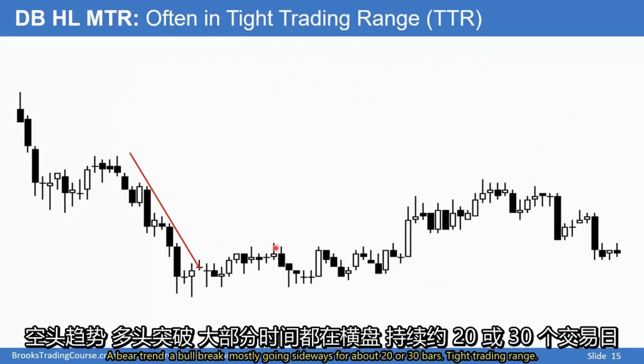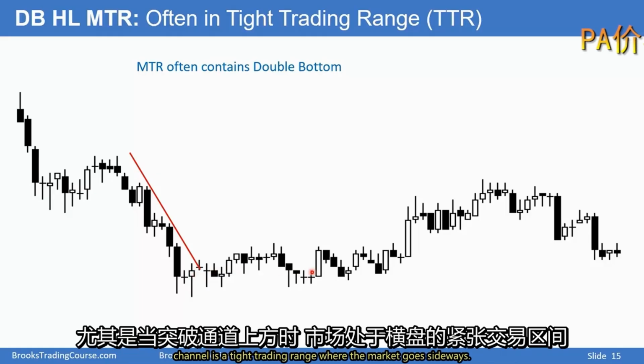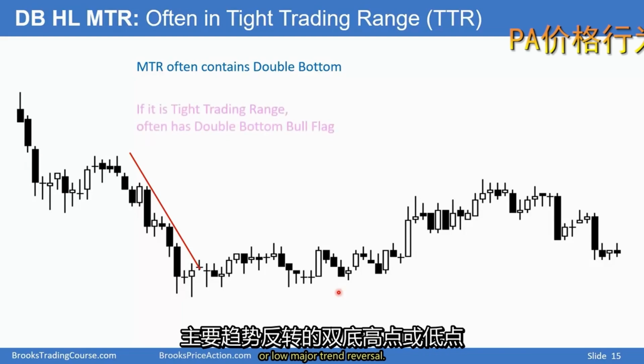A bear trend, a bull break, mostly going sideways for about 20 or 30 bars. Tight trading range. Major trend reversals often contain double bottoms, especially when the break above the channel is a tight trading range where the market goes sideways. There's often a double bottom in there, and that double bottom is a high or low, major trend reversal.